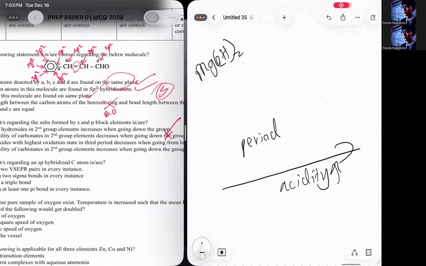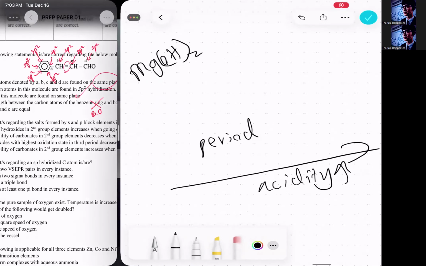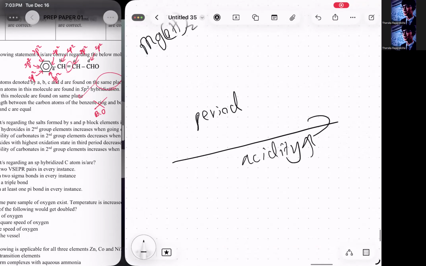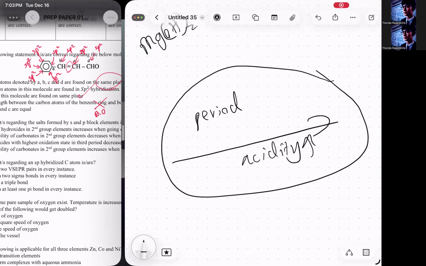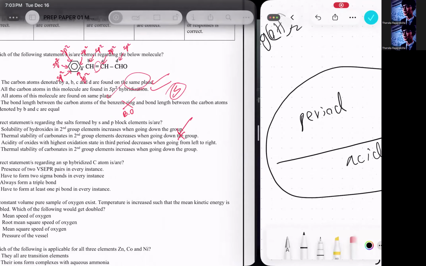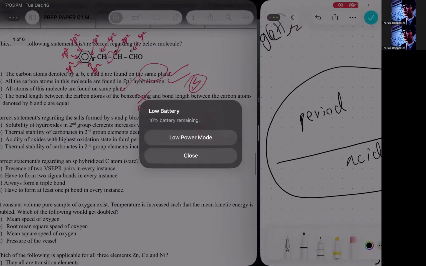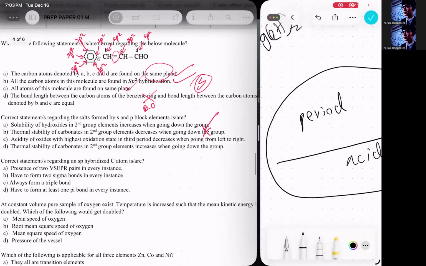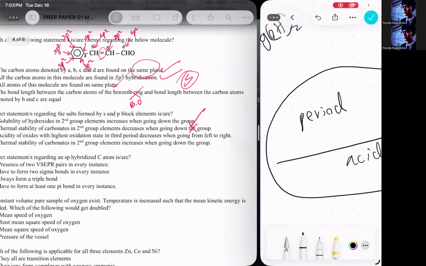We don't talk about these details well in A levels. If you want to learn that in detail, you have to go to university. In university, you will learn why oxidation number increases and why acidity is larger. I'm not going to go through details of that here. But in an A level class, you're going to learn, okay, oxidation number increase, acidity increase. That's it. So, acidity of oxides with high oxidation state in third period decreases when going from left to right. That's wrong.